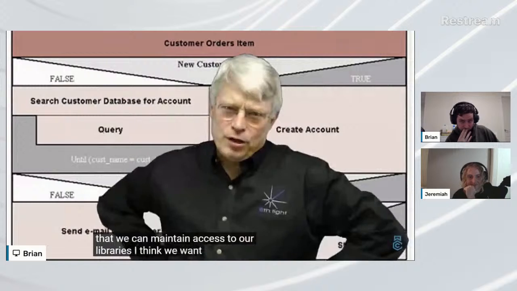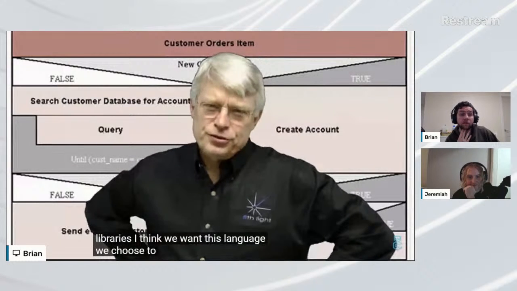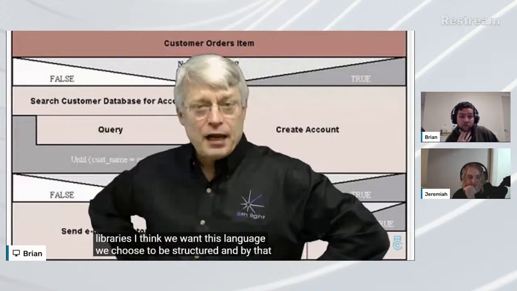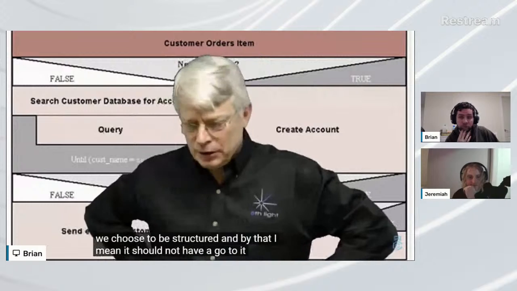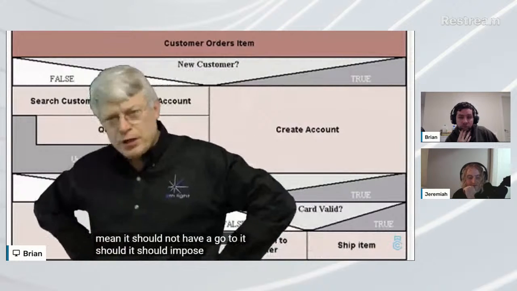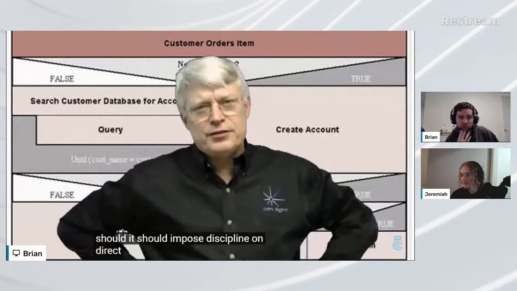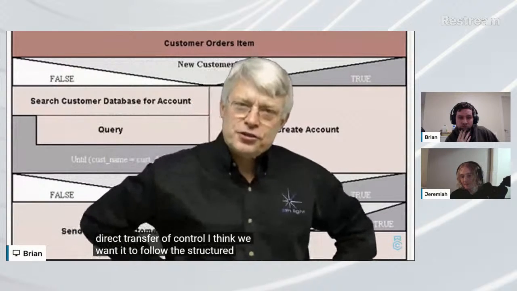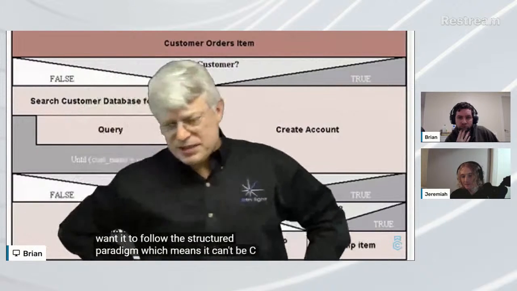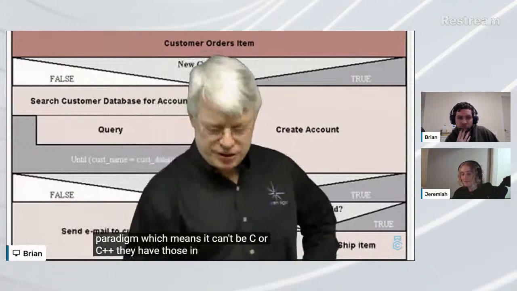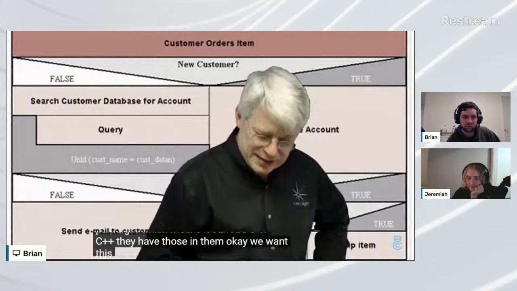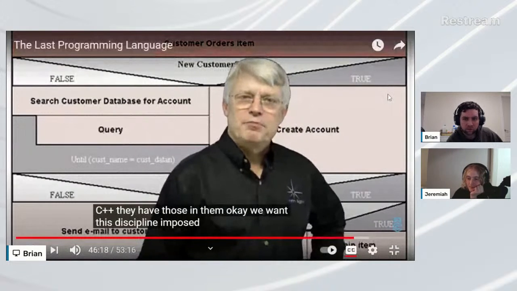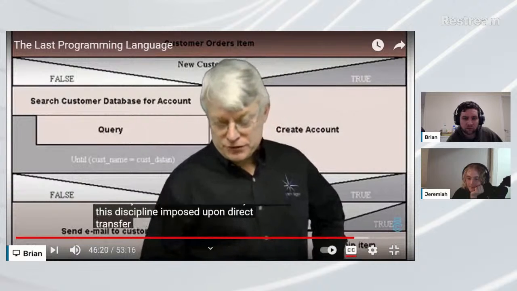I think we want this language we choose to be structured. And by that I mean it should not have a go-to. It should impose discipline on direct transfer of control. I think we want it to follow the structured paradigm, which means it can't be C or C++. They have go-tos in them. Right? We want this discipline imposed upon direct transfer of control.